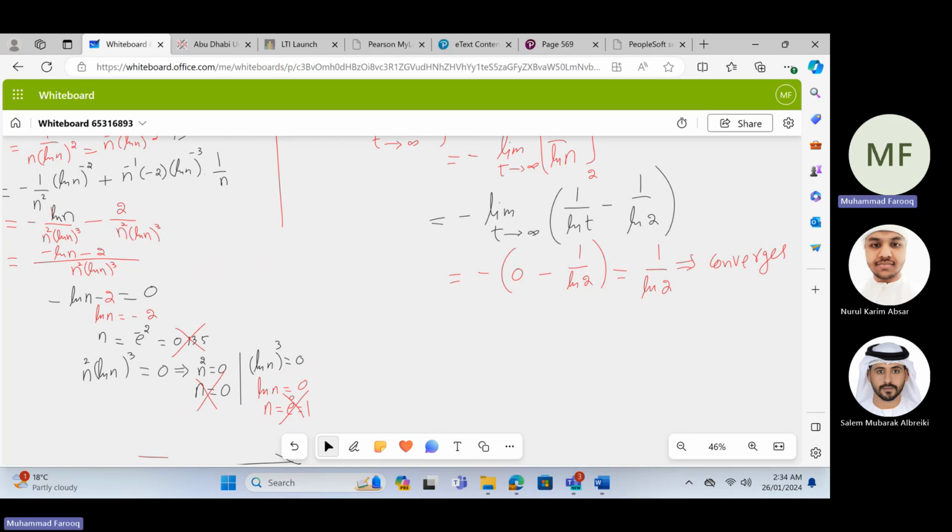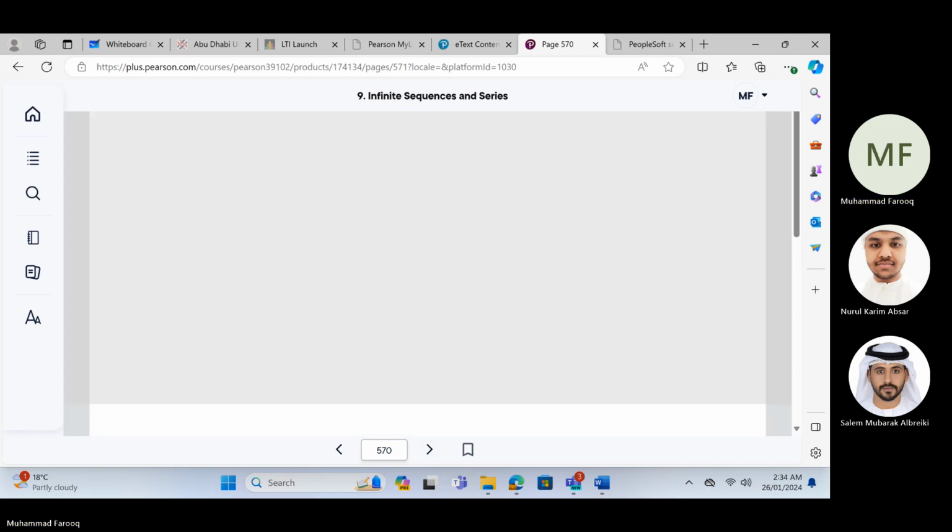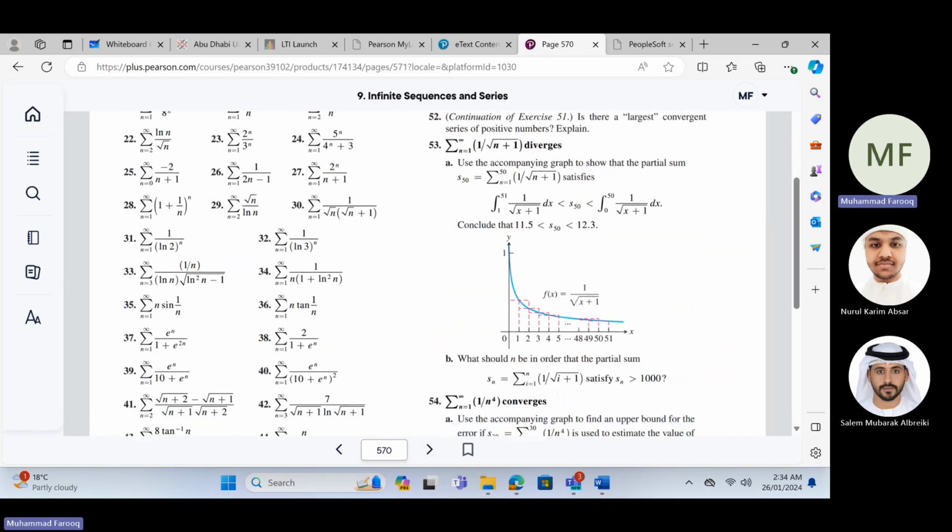So this is the story about the integral test. Let's take one more last question, please, with the same pattern. I just take a question for your interest. Okay, let's see which question I can take. Okay, take 37.